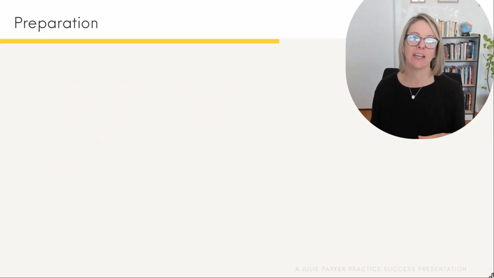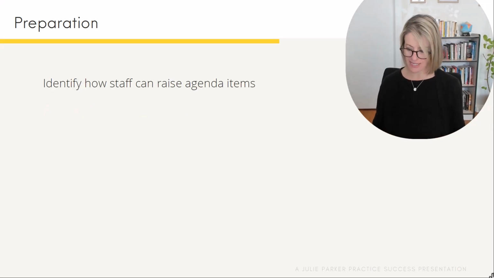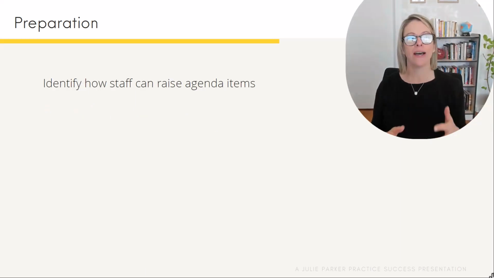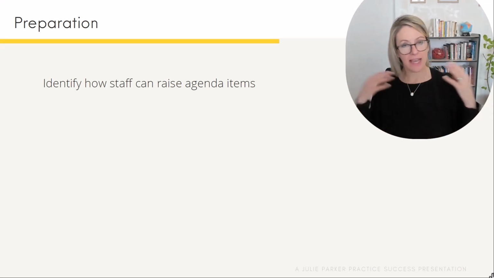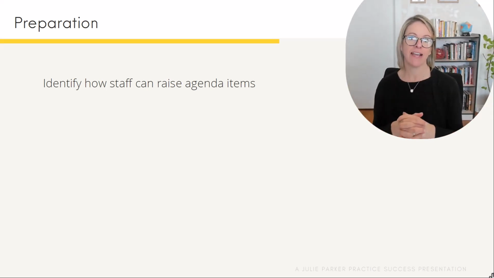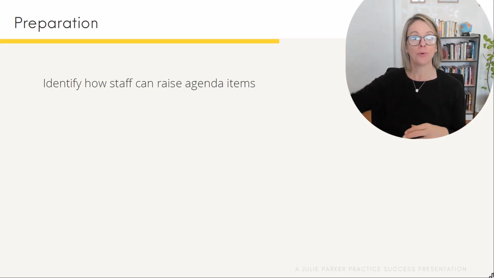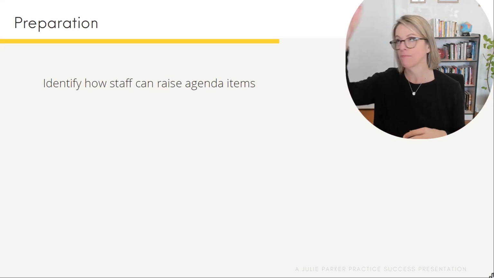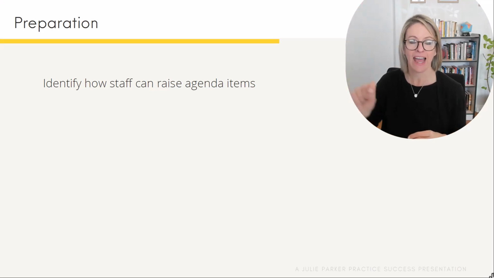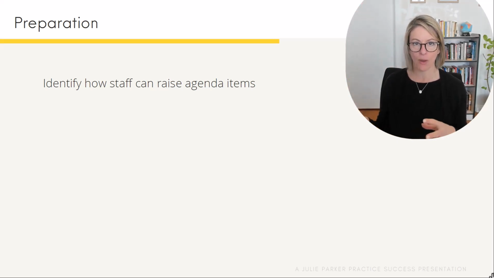The next thing is, how do we prepare for a really good staff meeting? And number one, identify as a group how staff are going to raise agenda items. There are so many different ways you can do that. You can put it on the whiteboard in the staff room, next meeting to discuss, and everyone can add in whatever they'd like in that way.